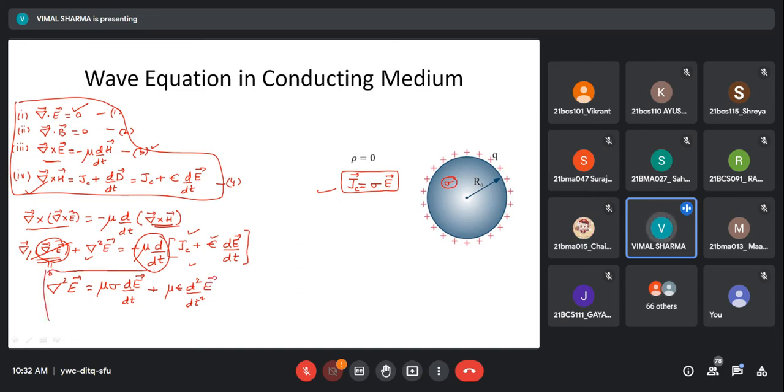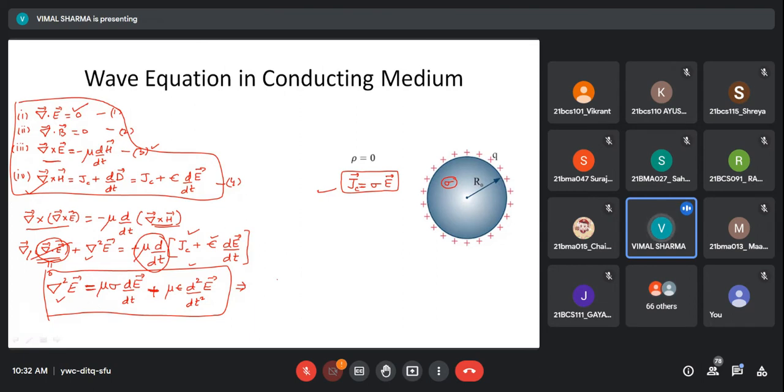Okay, so I have this equation. In this equation, you see I have two double derivatives. This is double derivative with respect to time, and here I have double derivative with respect to space coordinates. To simplify my problem, you can see this is the wave equation for an electromagnetic wave which is not restricted, or you can say unpolarized. It is moving in all possible directions. It is propagating in all possible directions.